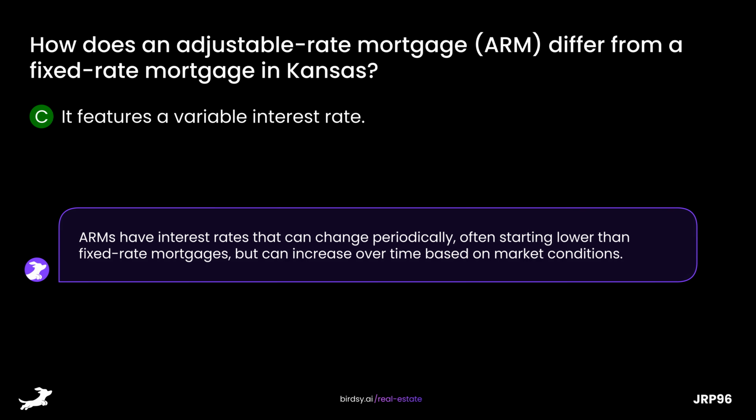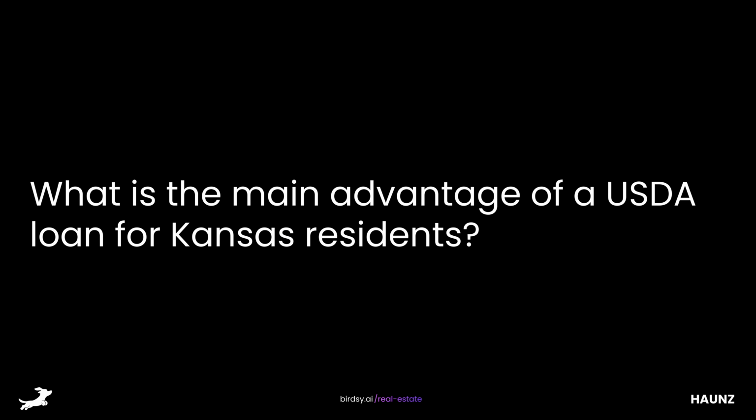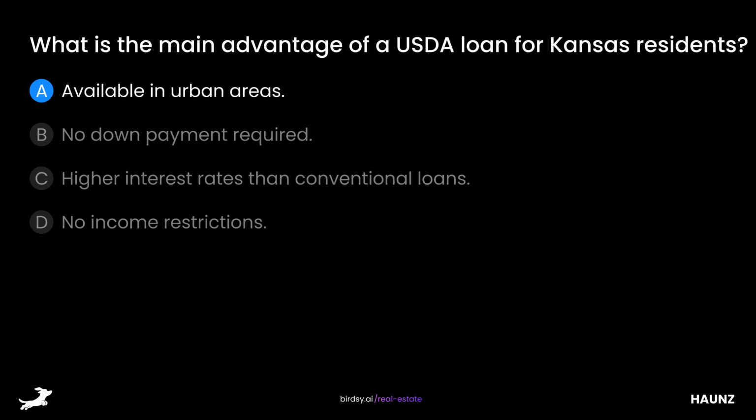ARMs have interest rates that can change periodically, often starting lower than fixed-rate mortgages, but can increase over time based on market conditions. What is the main advantage of a USDA loan for Kansas residents? Is it A, available in urban areas, B, no down payment required, C, higher interest rates than conventional loans, or D, no income restrictions? The answer is B, no down payment required.